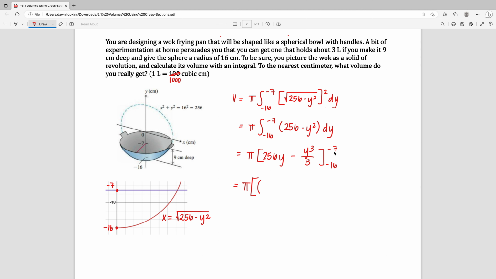So starting with the negative 7, 256 times negative 7 is negative 1,792. Then we're going to take negative 7 cubed over 3. Negative 7 cubed is negative 343. Because there's a minus in front of it, we get plus 343 over 3.